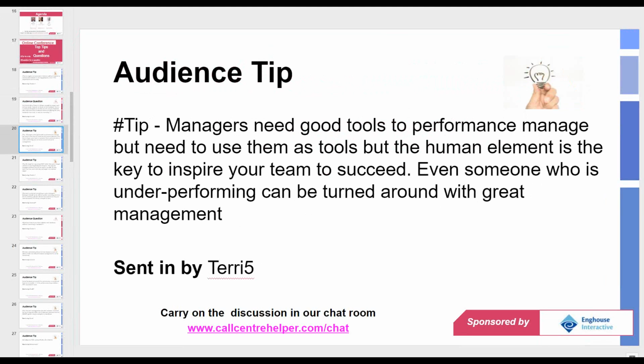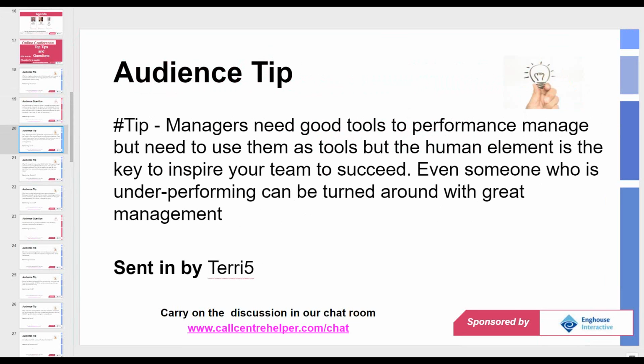And Jeremy, there's a tip in from Terry that says managers need good tools to performance manage, but need to use them as tools. But the human element is the key to inspire the team to succeed. Even someone who is underperforming can be turned around with great management. I know that you've always been a great believer in the tools only do part of it. You've got to get the human factors right as well.